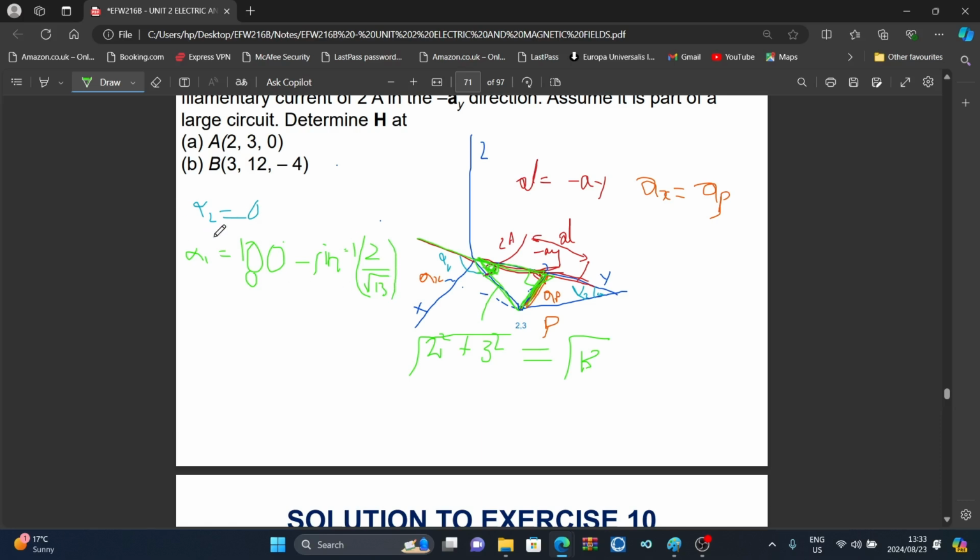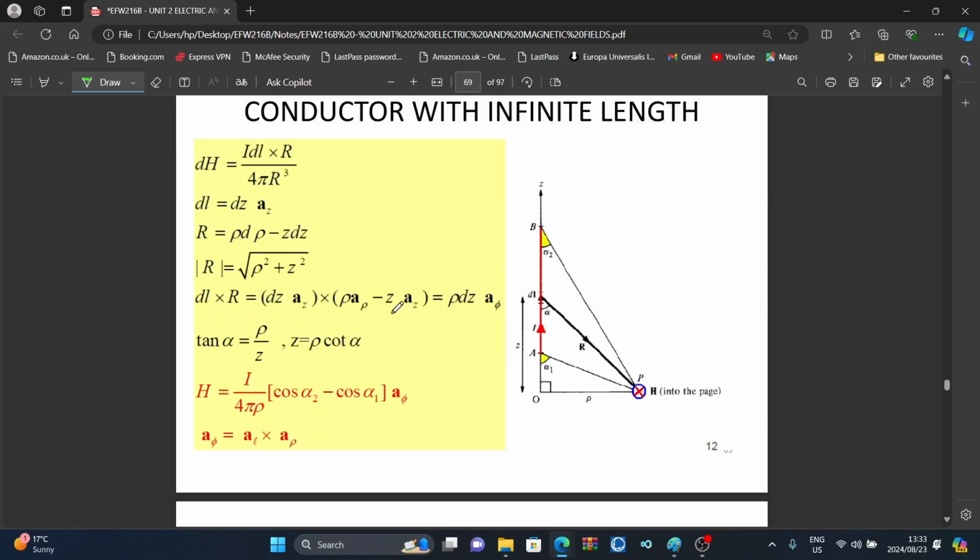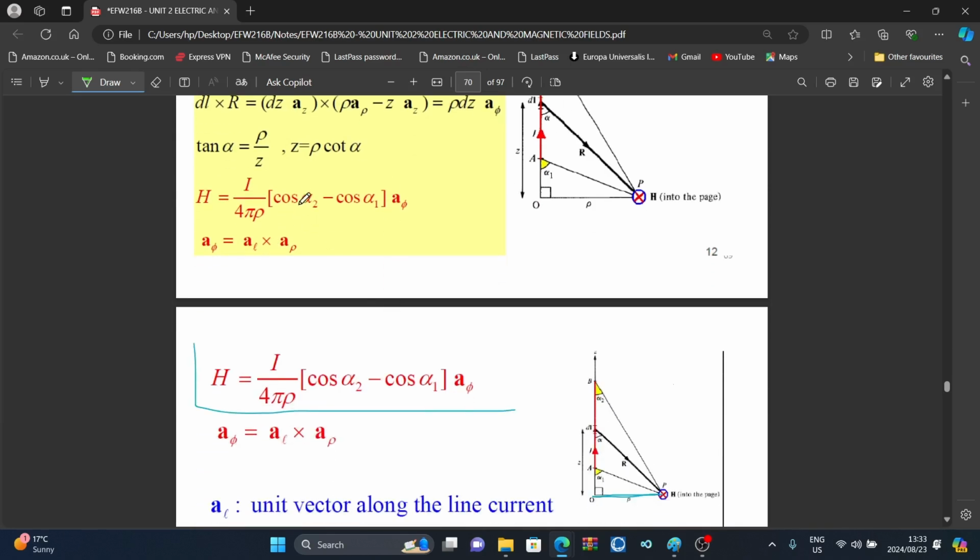That should give you your alpha 1. Alright, so we found our alpha 2, alpha 1. Now we need to find, let's go back to the equation. So what else do we need to find? We find this is done, this is done. We have our current, we need to find our phi, right?